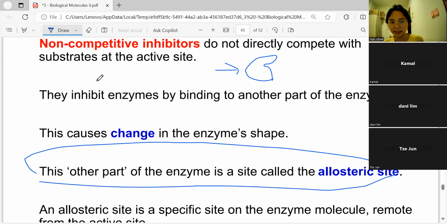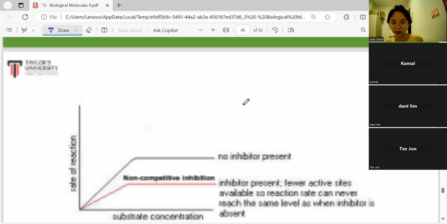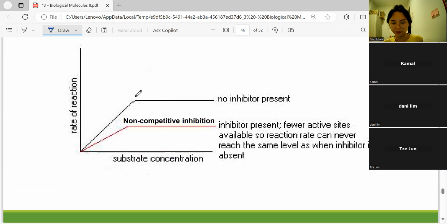The same goes for this. When this non-competitive inhibitor binds to the allosteric site, these enzymes will no longer have their normal shape and will not be able to function anymore. So that is the non-competitive inhibitor. And now let's look at the diagram, the graph. So can you see this?